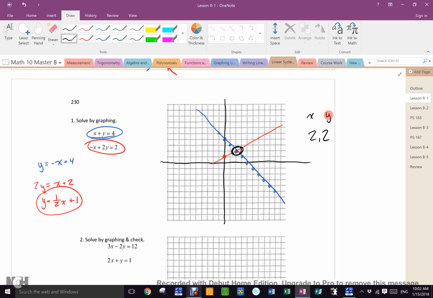No, because you can check. Is 2 plus 2 4? Yep. Is negative 2 plus 2 times 2, which is 4? Is negative 2 plus 4 positive 2? So it's the right answer. Is everybody good? All you do is graph them and check where they cross. Everybody okay? Great. You guys do the second one.